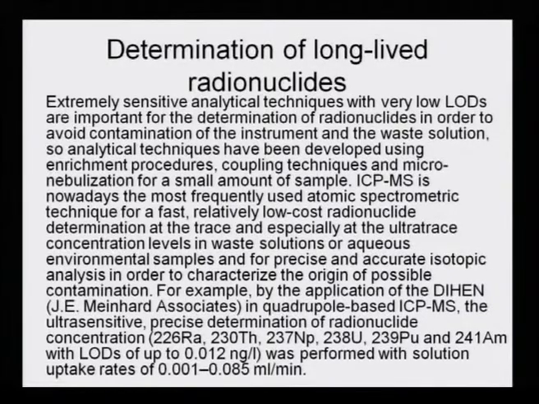ICP-MS is nowadays the most frequently used atomic spectrometric method, a technique for fast, relatively low cost radionuclide determination at the trace and especially at the ultra trace concentration levels in waste solution or aqueous environmental samples, and for precise and accurate isotopic analysis in order to characterize the origin of possible contamination.